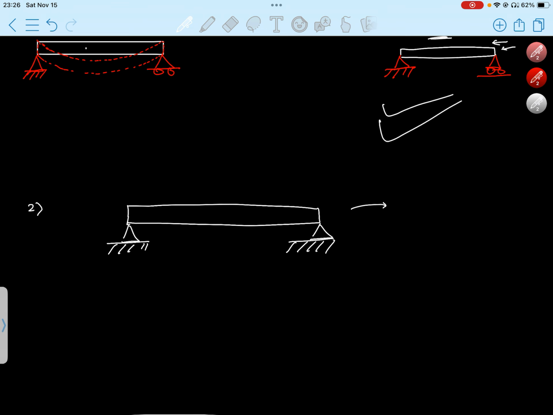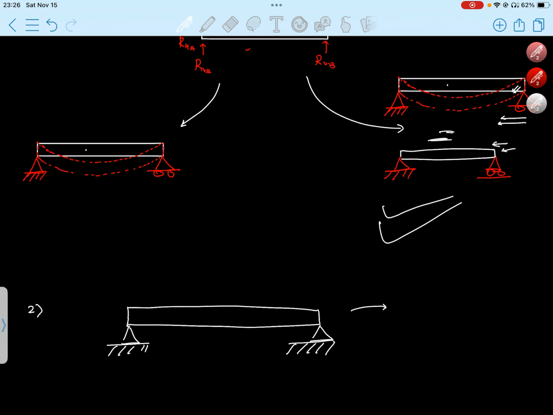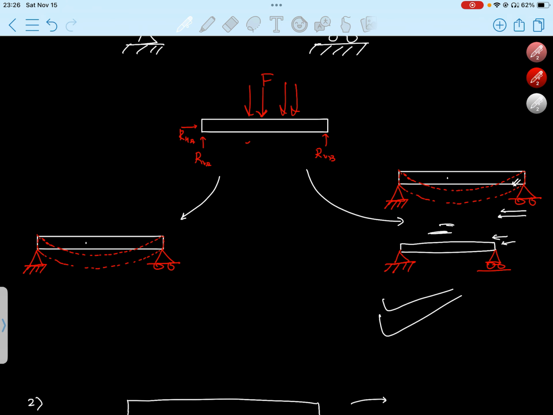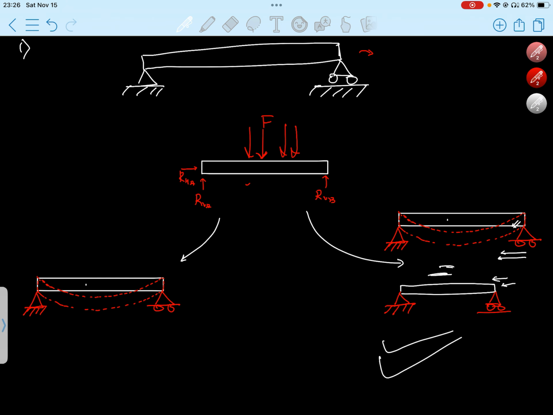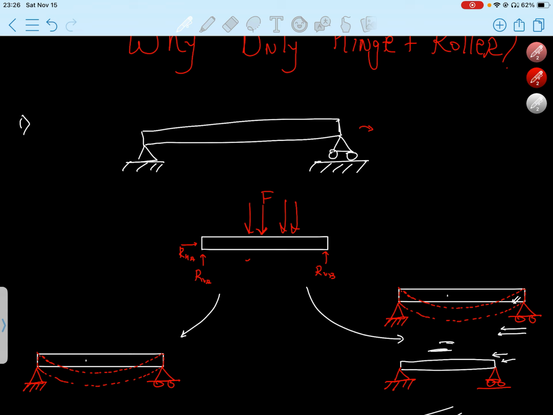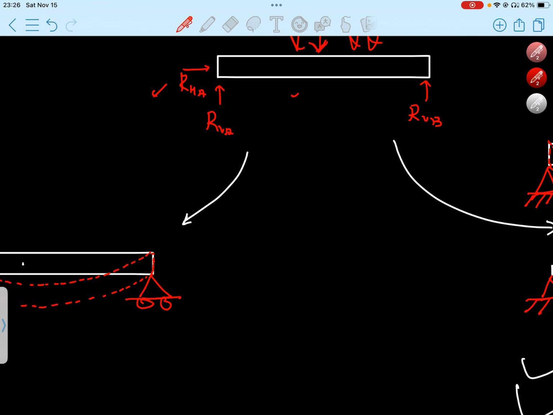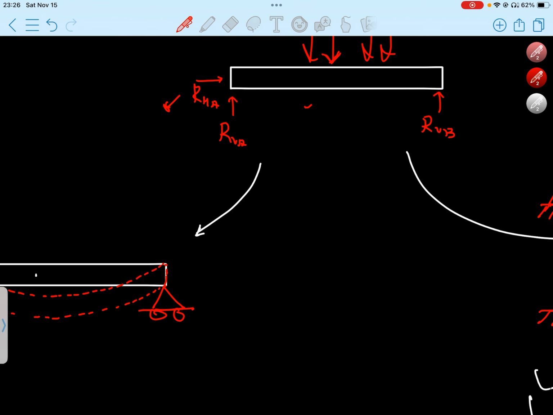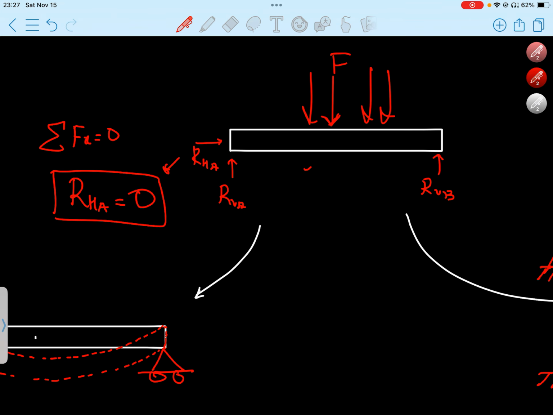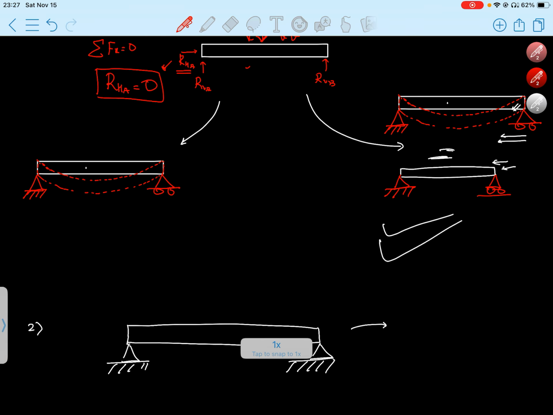If we use two, actually, there's even one more point that I forgot to mention over here. If we notice carefully, here RHA would be equal to 0 because sigma F of x would be 0 as the entire rod is in equilibrium and only RH is the horizontal force. So RH will be 0.